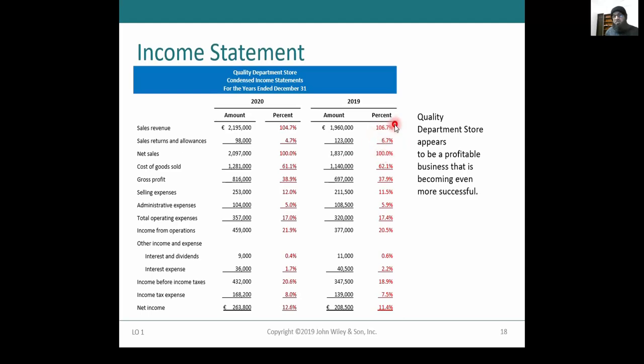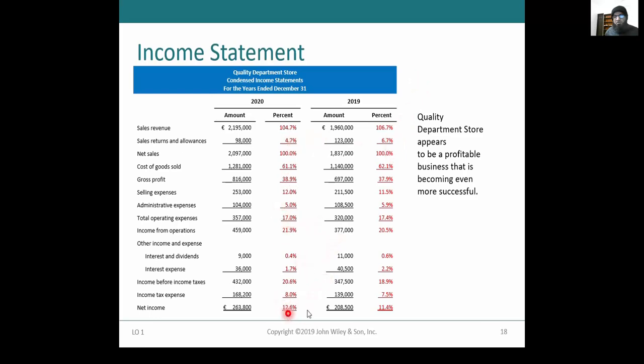So this also gives us very useful information as to how much of gross sales have been returned or are allowed as discount or allowed as allowances. So net sales is 100%, and then every other item is shown as a percentage of net sales. So we divide this cost of goods sold with this net sales, we divide this operating expense, selling expense with net sales, and we see that the profit in 2019 was 11.4%, and in 2020 it is 12.6%, although the other compositions have also changed.